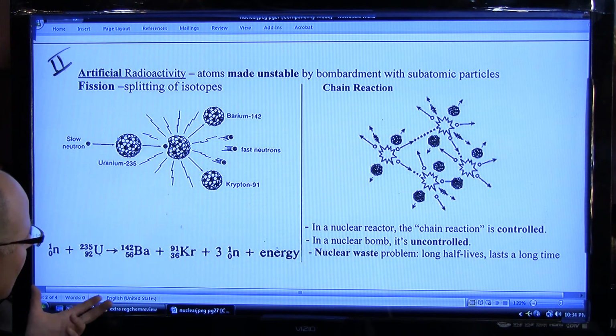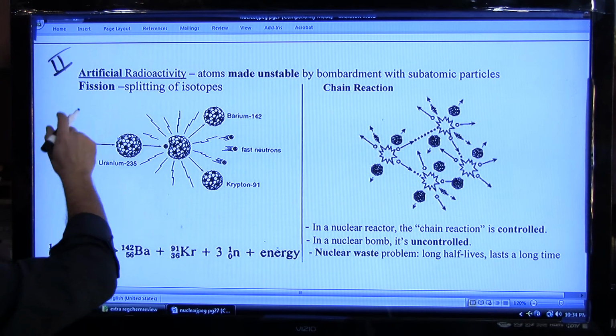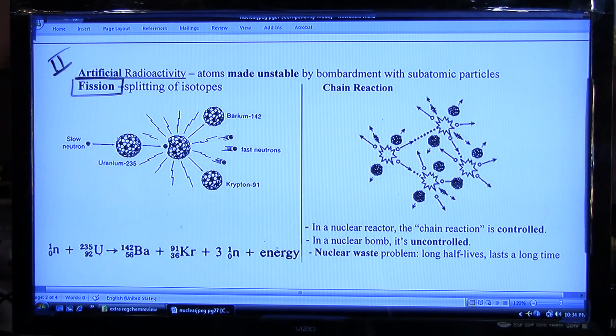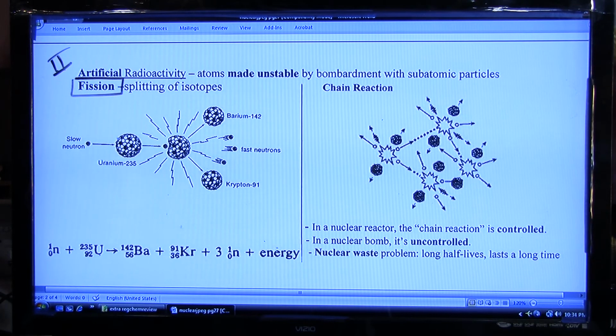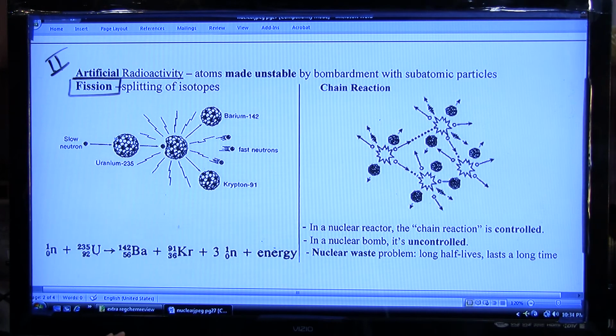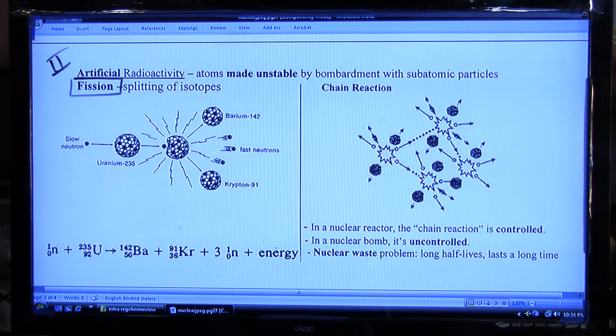And there are two types of artificial radioactivity. One is fission, which means a splitting, and the second one is fusion, which we'll look at in a second, and that means combining. So why would man want to split uranium-235, which happens to be the most common example of fission?